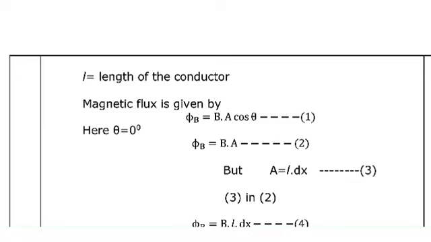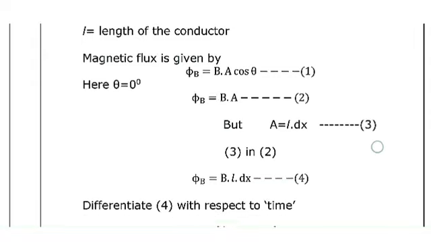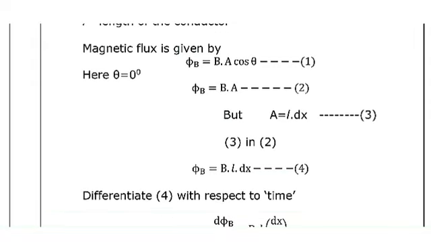So I will write the equation as phi B is equal to BA into 1. Anything into 1 is that value only. So phi B is equal to B into A. Consider this as equation 2. Next, we have the area A is equal to L into dx. Consider this as equation 3. Now I will substitute equation 3 in equation 2. So what happens to equation 2? In place of A, we can substitute equation 3. So phi B is equal to B into, instead of A, I will substitute L into dx. Consider this as equation 4.